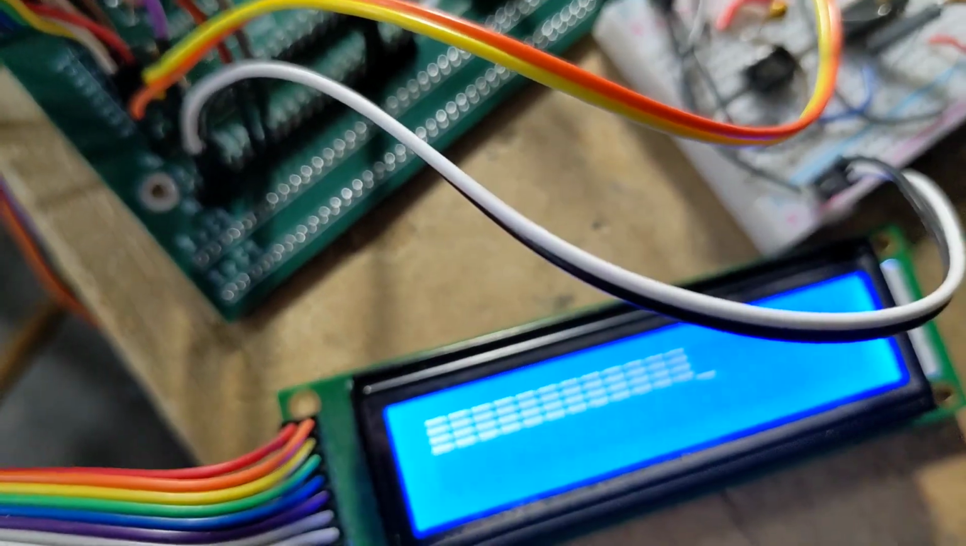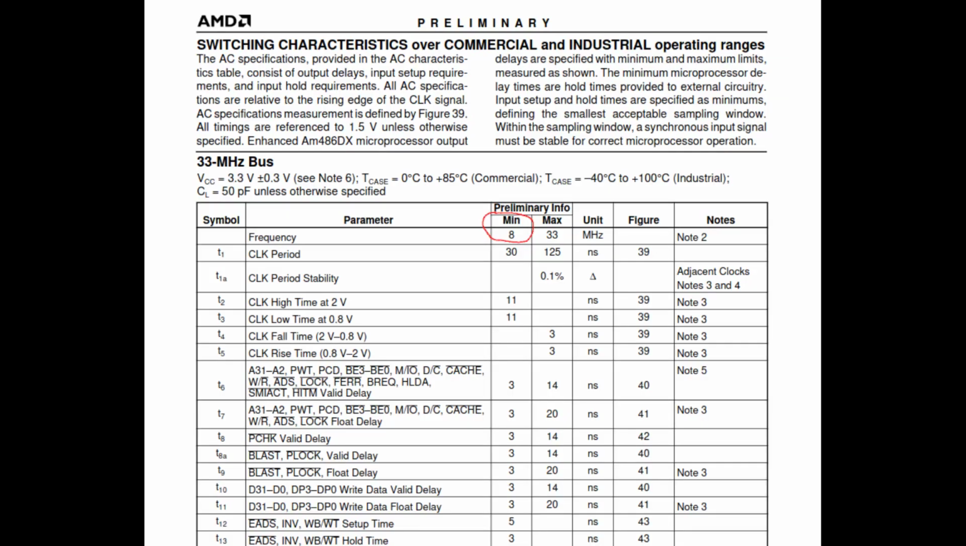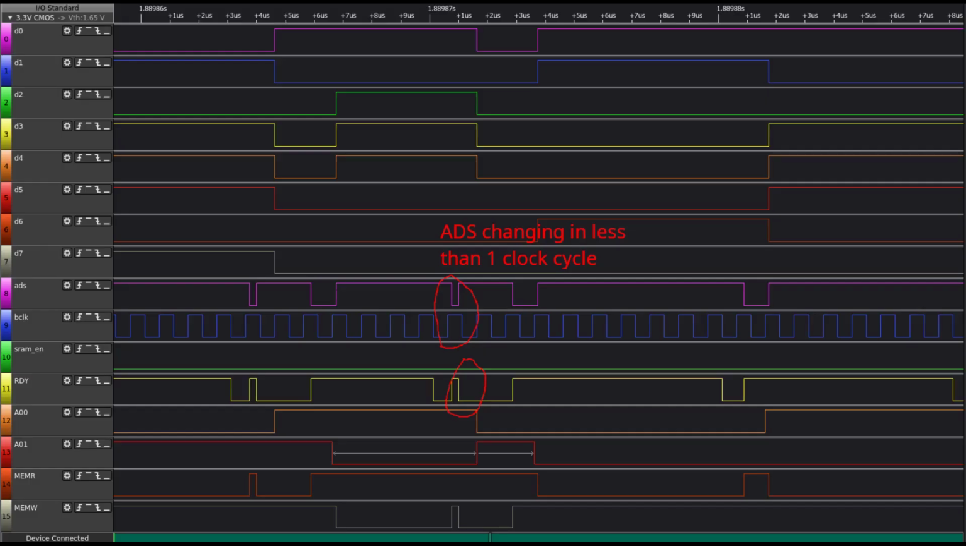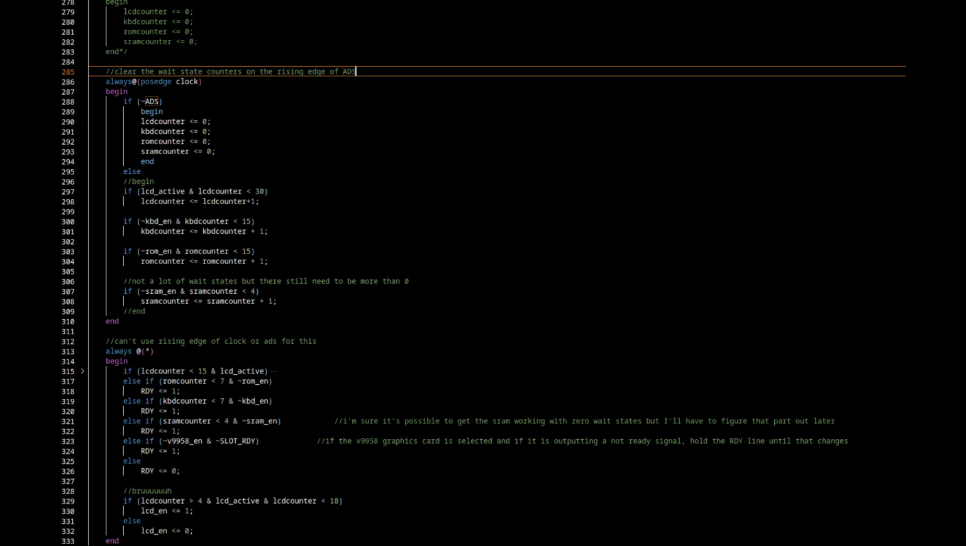The minimum speed that these chips are supposed to be able to run at is 8 megahertz. If I run it at 1 megahertz or slower, weird stuff starts to happen. For example, in this screenshot, the ADS line goes low for less than one entire clock. This means that the ready signal counter doesn't get reset, which means that it doesn't hold the ready signal for the right amount of wait states because it never had a chance to reset. This often makes the system less stable at lower speeds than it is at higher speeds.